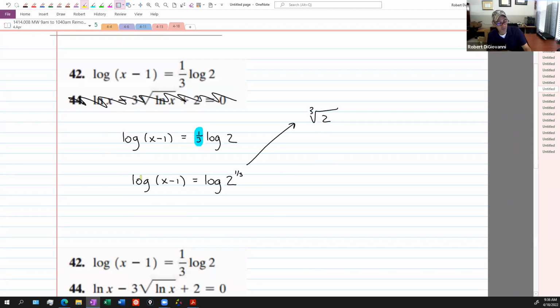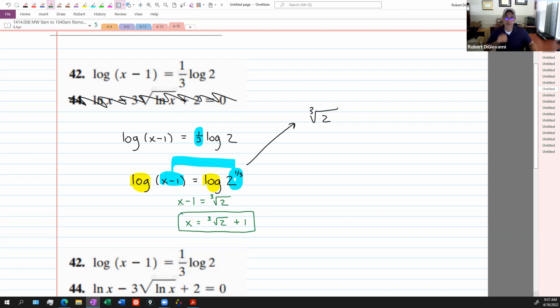Now I can set them equal to each other because I have the same log on both sides. So I can just set the inside here equal to the inside there. So I get x minus 1 equals the cube root of 2. And then I'll just add 1 to both sides. So the cube root of 2 plus 1, which is some number. I don't know exactly what it is.